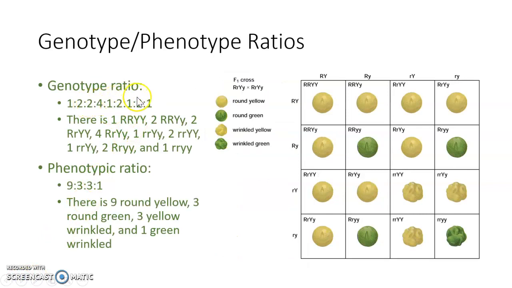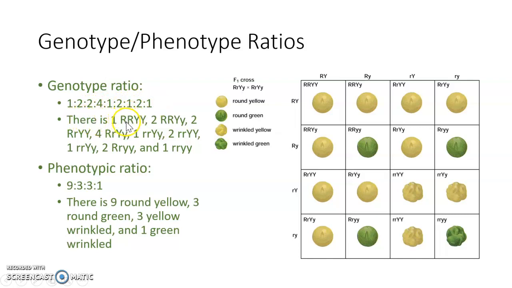So what are the genotypic ratios for these heterozygous dihybrid crosses? The genotypic ratio is 1 to 2 to 2 to 4 to 1 to 2 to 1 to 2 to 1. That takes lots of years of practice, but it's 1 to 2 to 2 to 4 to 1 to 2 to 1 to 2 to 1.